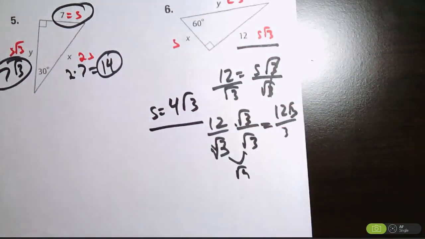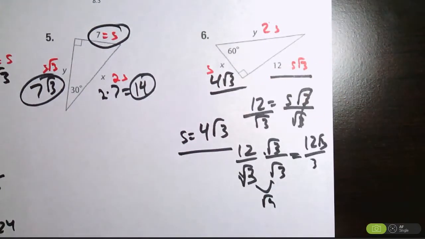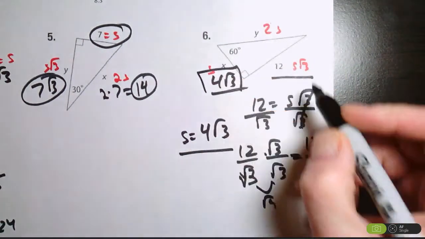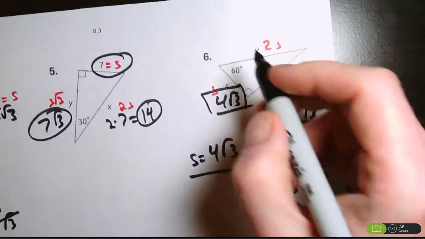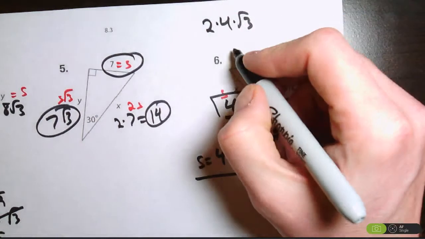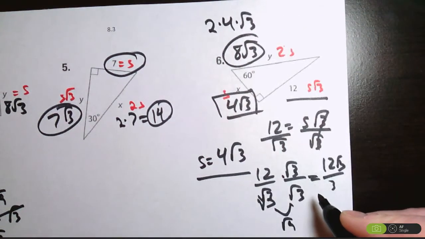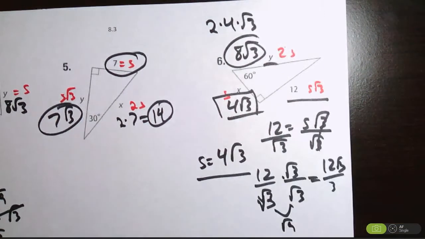for s, which means this side here is 4 root 3. Okay. And then I have to double it to get y. Well, 2 times 4 times root 3 is what that really means. Well, that's really 8 root 3. And that's going to be the y.